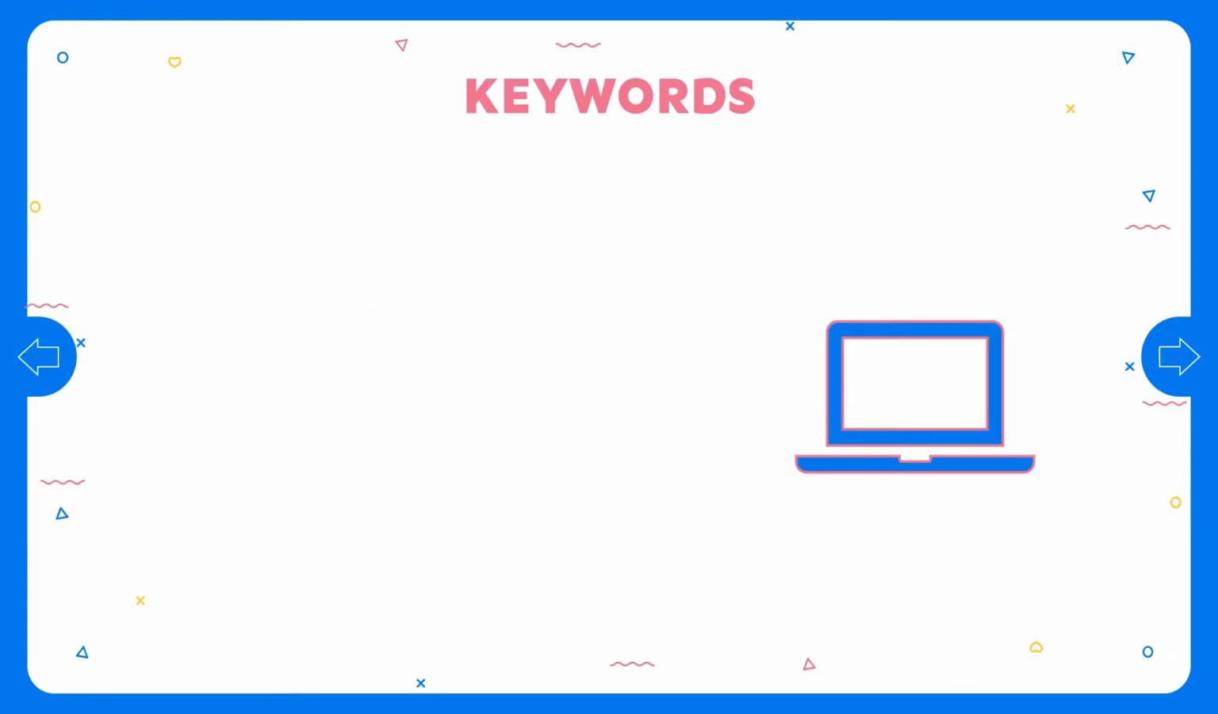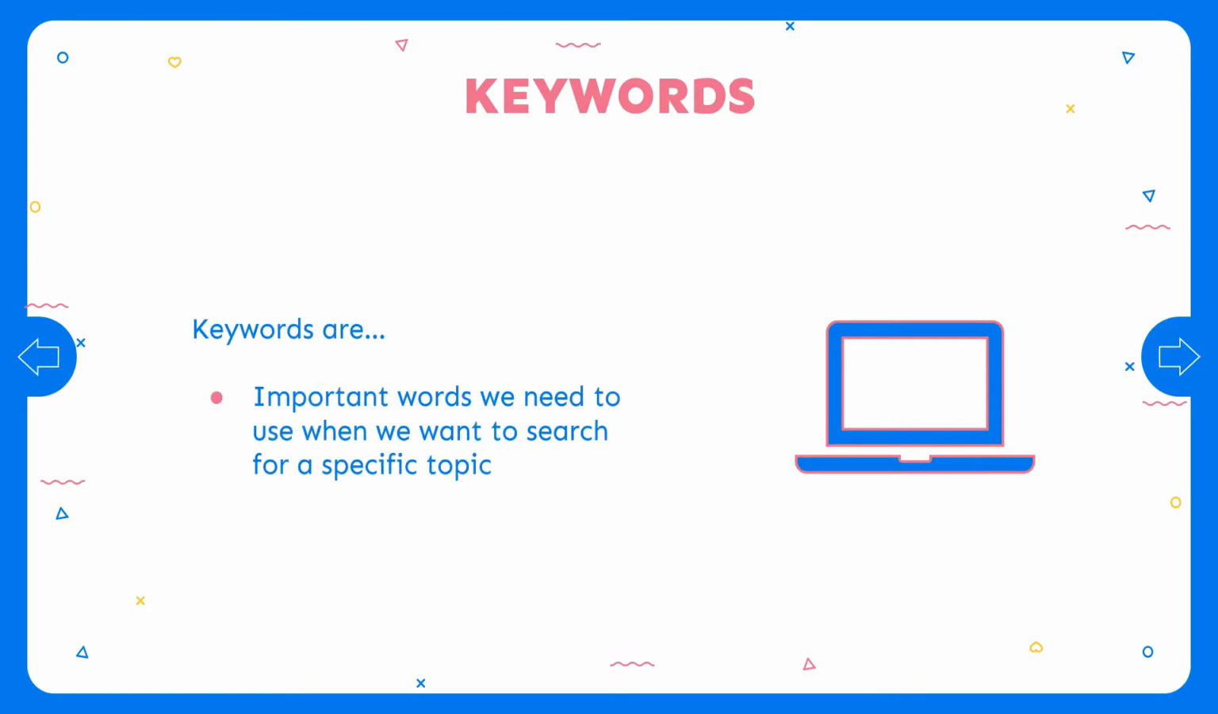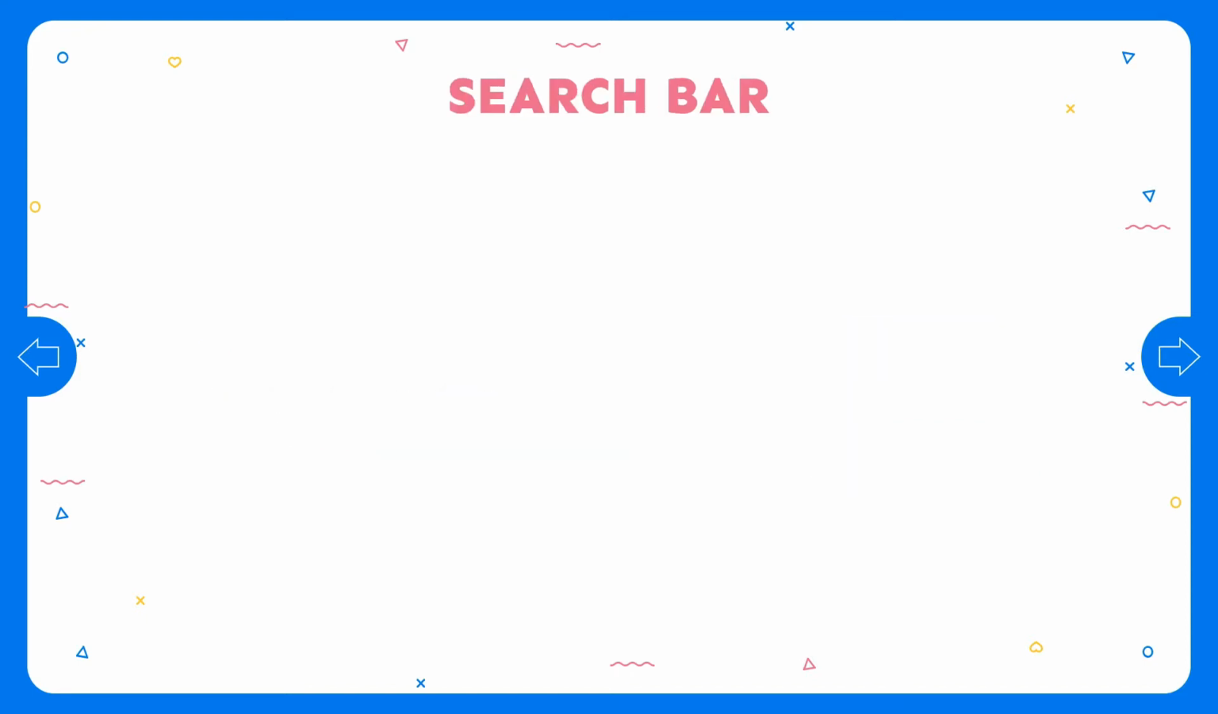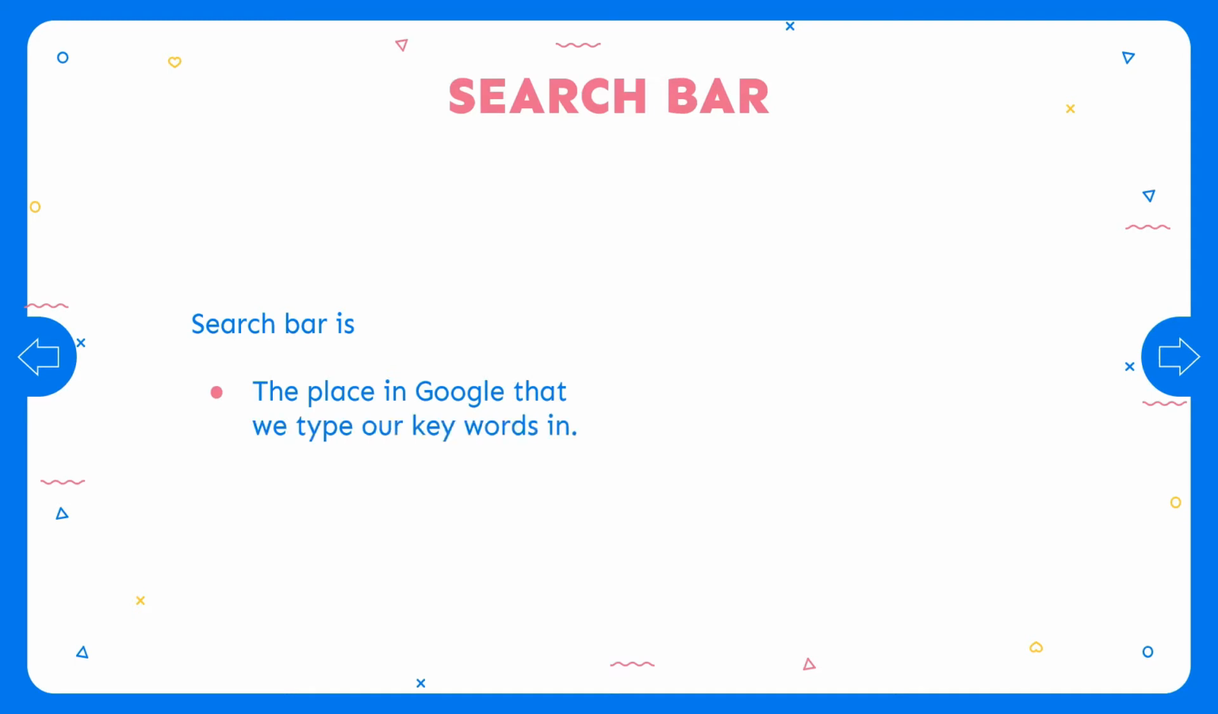The first word on our vocab list are keywords. Keywords are important words we need to use when we want to search for a specific topic. These are words that are very specific and will help you find what you need faster. The second word on our vocabulary list is a search bar. Search bar is the place in Google that we type our keywords in. Now, a search bar typically looks like this. I'm pretty sure you've seen it before. It has a magnifying glass next to it.